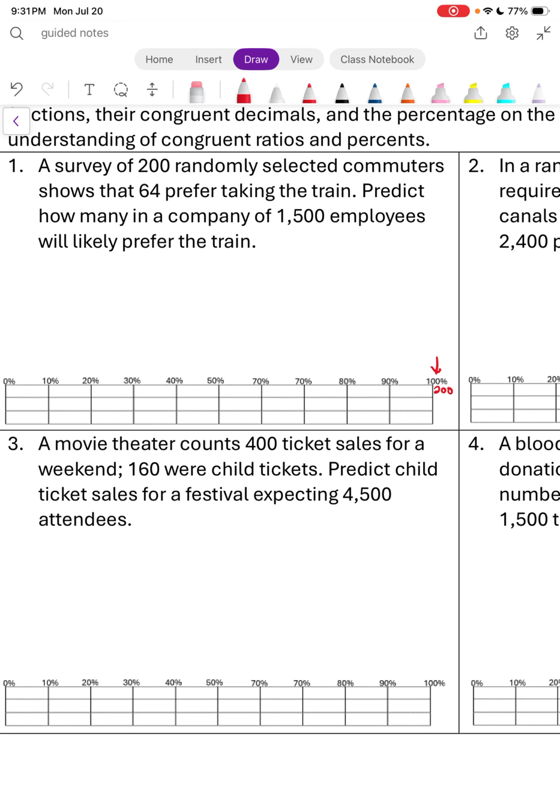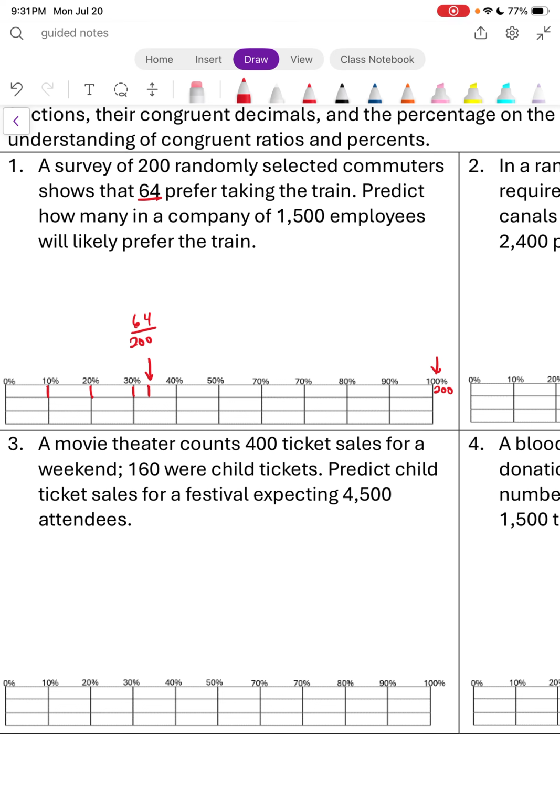But we're wondering where 64 would land. So if each bar counts as 20 people, that'd be 20, 40, 60. It's going to be somewhere right in there. And I'm going to go ahead and put a mark. My 64 out of 200 is going to be somewhere right there. There's a better way of working it, though. There's a way that we can figure out exactly where it lands on this chart. And that method is actually turning this into a percentage.